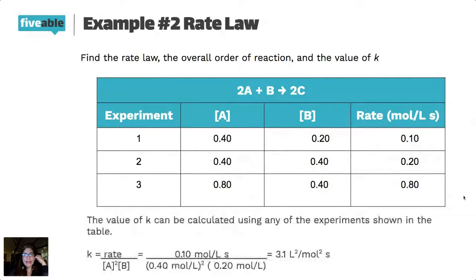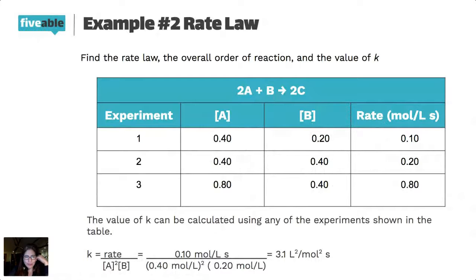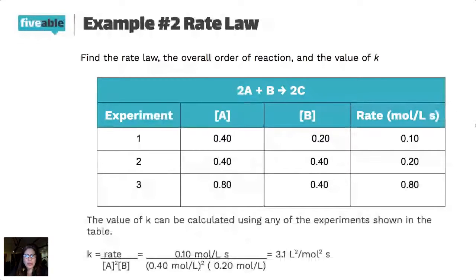Okay, now, the value of K. Since you already know the order of each reactant, you can get the value of K with any row, with any of the experiments shown on the table. Since you already know that the rate is the constant times the concentration of A to the power of 2 times the concentration of B, you can use the values of any experiment and solve for K. And be aware of the units.